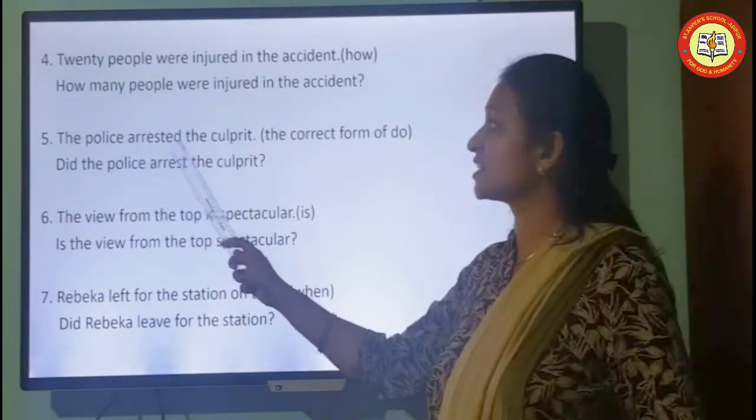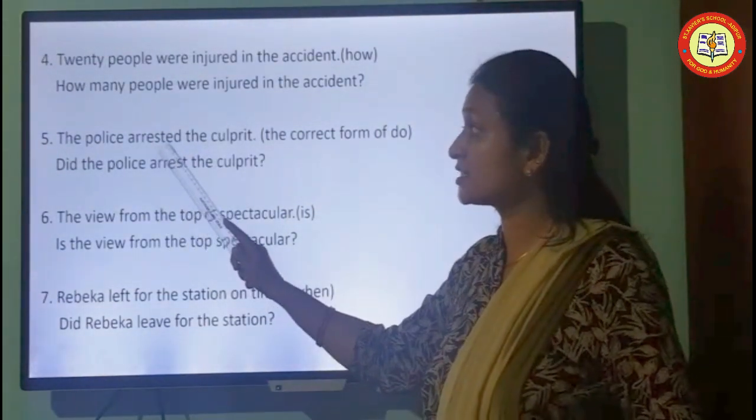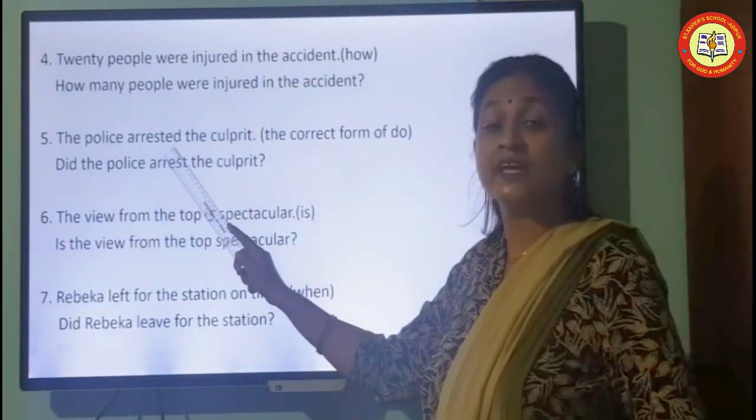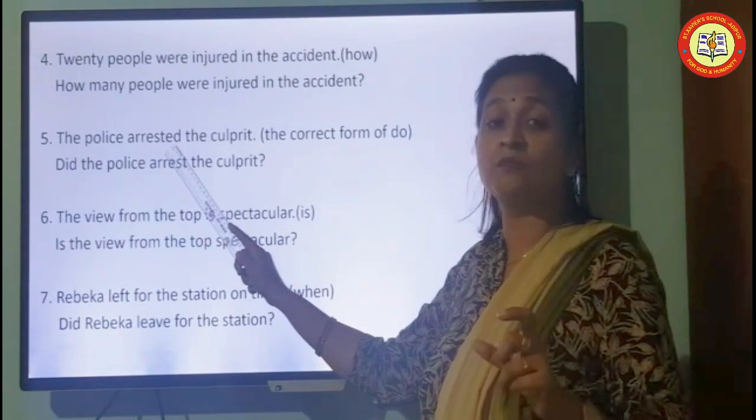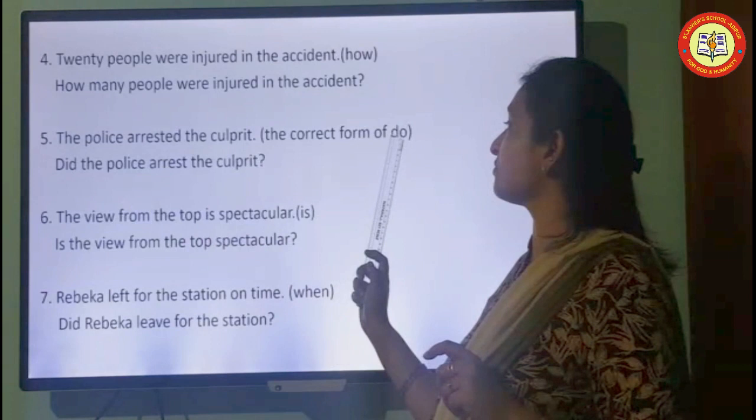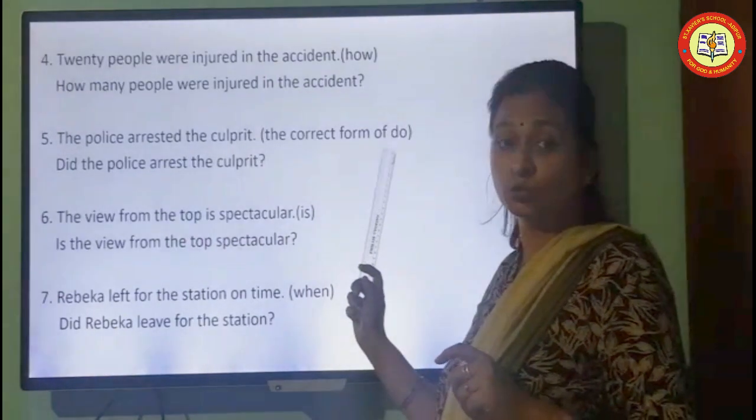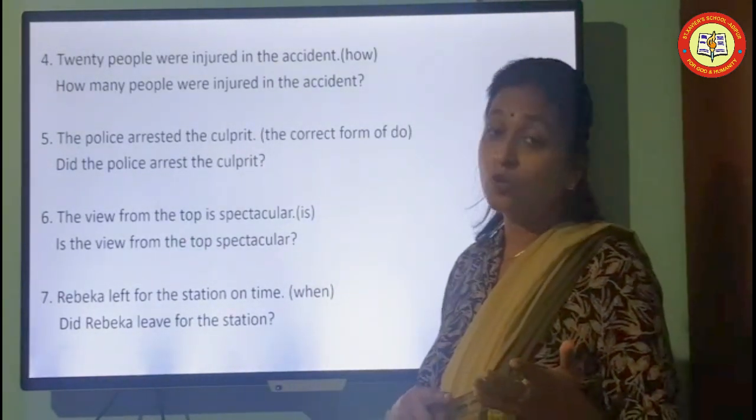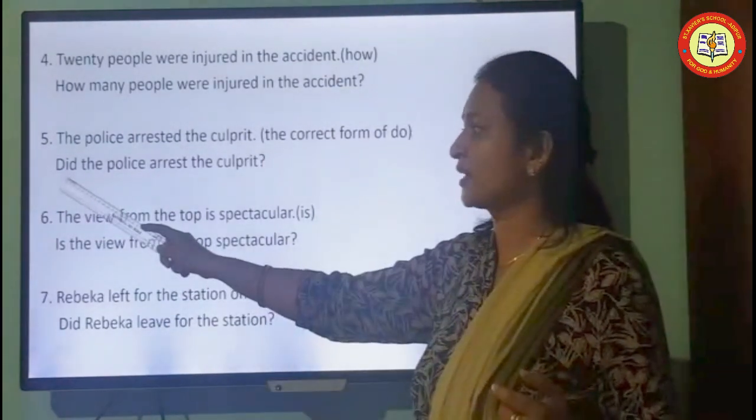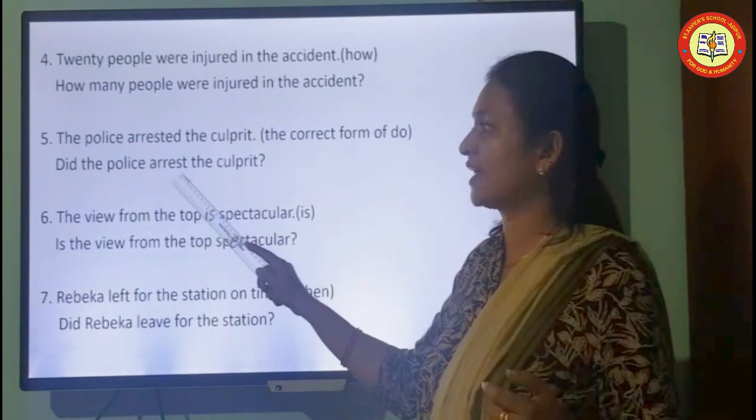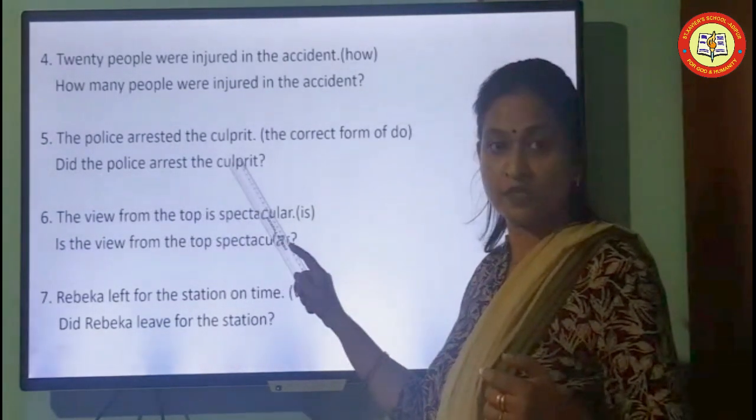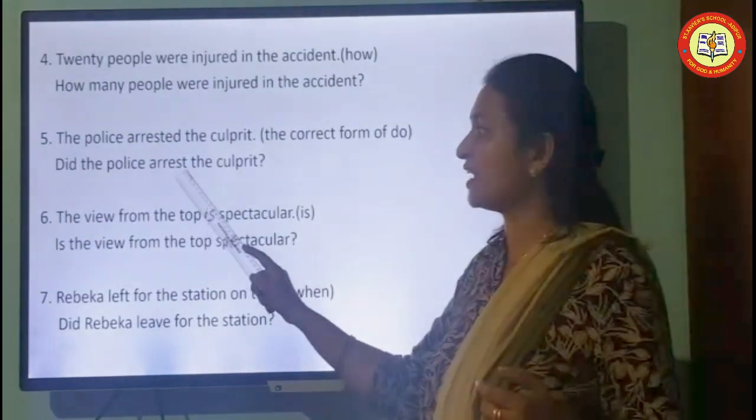The police arrested the culprit. Now children, see here, it's written arrested. Ed is there. That means this particular verb is in past tense. So whenever a verb comes in past tense, always remember that we will use did. And as such, they have written to use the correct form of do. Either we will write do, did, or does. But if it is past tense, then you have to write did, and arrested will be written arrest. Did the police arrest the culprit? So when did comes, we will never write arrested.